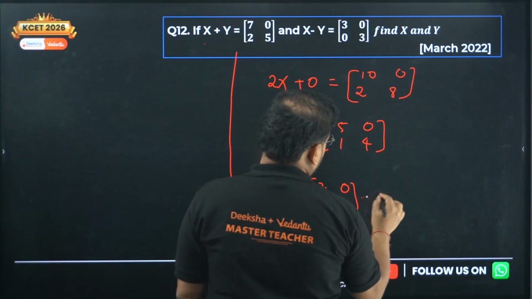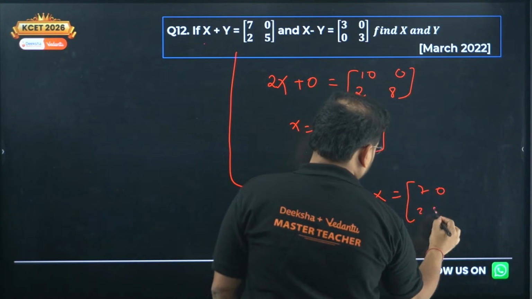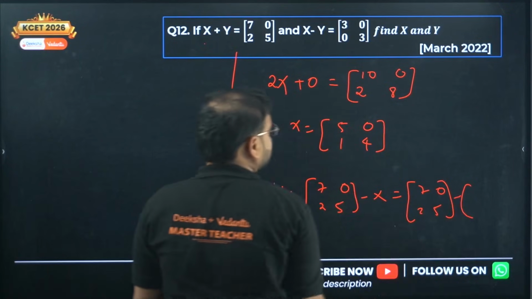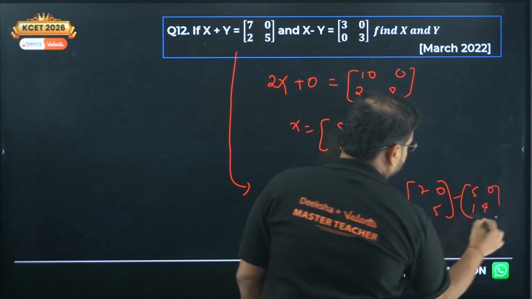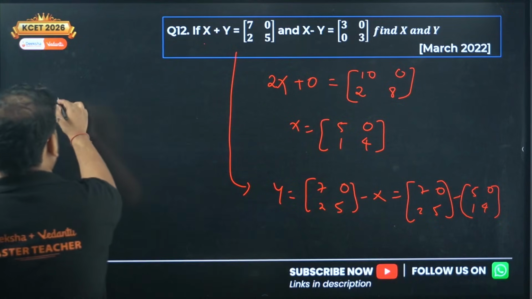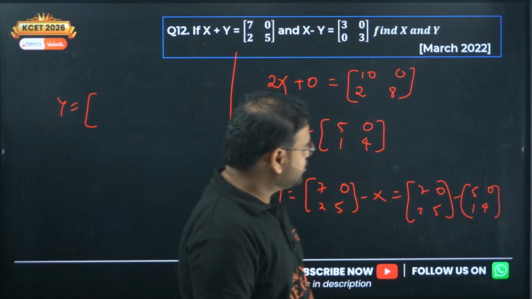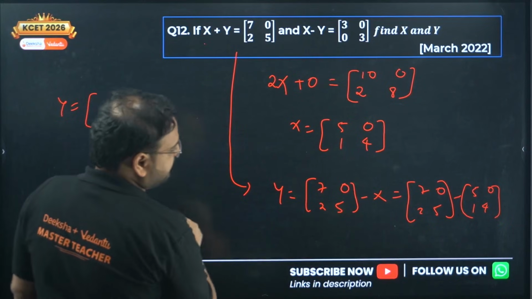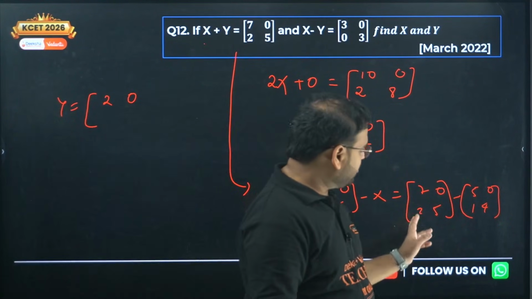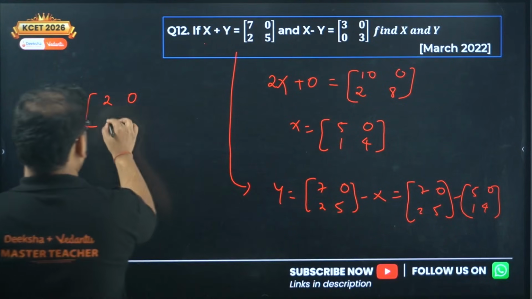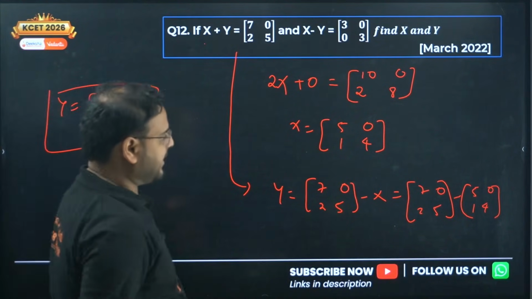7025 minus x. So 7025 minus, what is the value of x here? 5014. Subtract and tell me the value of y now. So y is nothing but, check, 7 minus 5 is 2, 2, 0, 1, 1, right? 2, 0, 7 minus 5 is 2, 0, and 1, and 1. Correct. So this is the value of y, and that's the value of x here.